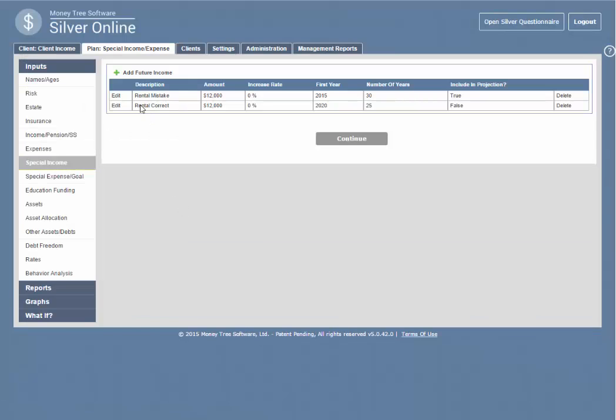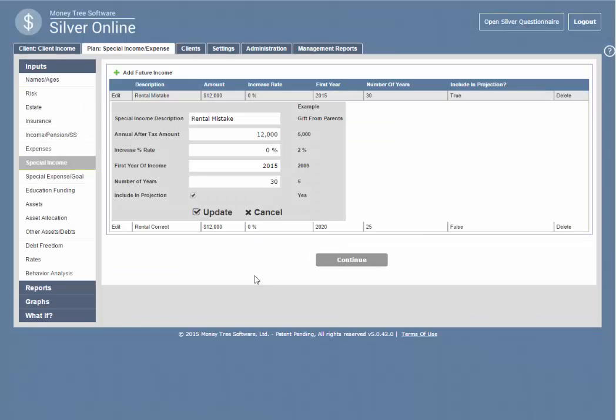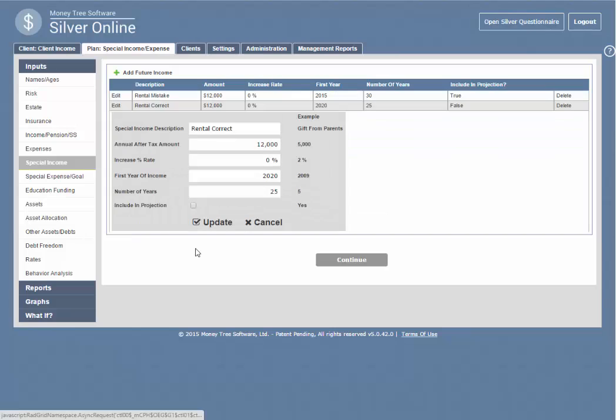Now let's take a look at the correct way to enter the rental income. You can see in the assumption for the mistake that the income is running in the pre-retirement years. The same way that the mortgage was running in the pre-retirement years, it is just being handled the opposite way, in falsely inflating the assets instead of falsely drawing them down.